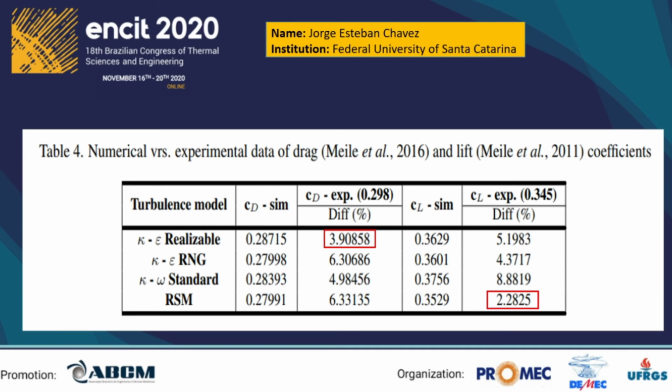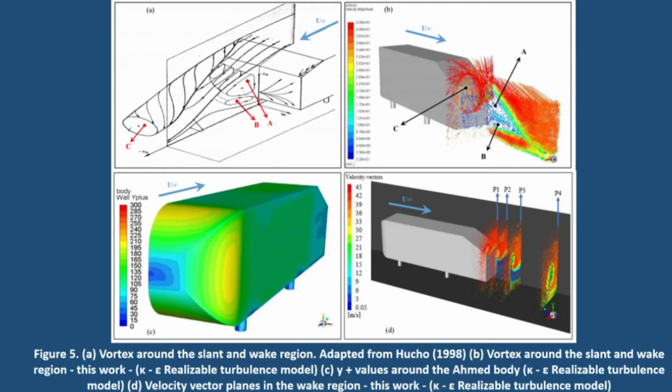Hucho, in his research, showed schematically the flow field around the Ahmed body reference geometry. The numerical simulations performed in this work were able to capture the main vortex for the 25 degree slant angle, as observed comparing figure 5a and figure 5b. The planes P1, P2, P3, and P4 in figure 5d also show the fluid evolution in the wake region and will be used for data analysis in figure 6.